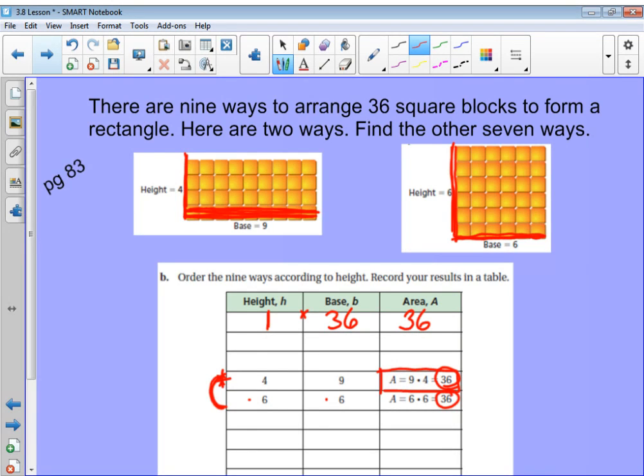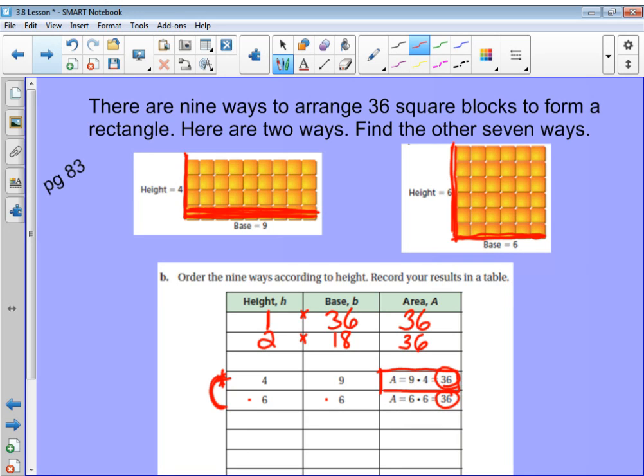Okay, so our next height, well, could we use 2? Would 2 go into 36? Yes, so that means that 36 is divisible by 2. So we could have 2 blocks high. But then in order for us to get 36 blocks, we would have to take 36 divided by 2 and have 18 across. So 2 times 18 would give us 36.